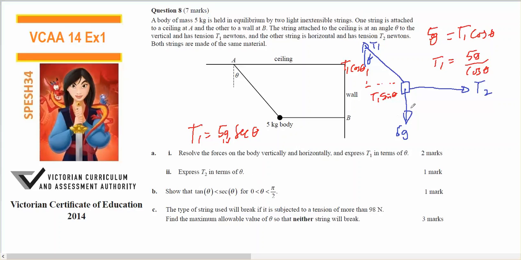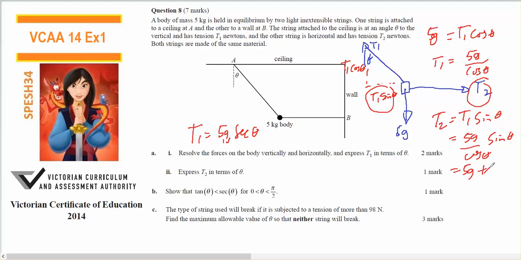T2 in terms of theta, well, T2 is going to equal this. So T2 equals T1 sine theta, and since T1 is 5G on cos theta, I've got sine theta on cos theta, that's 5G tan theta. So that's T2.